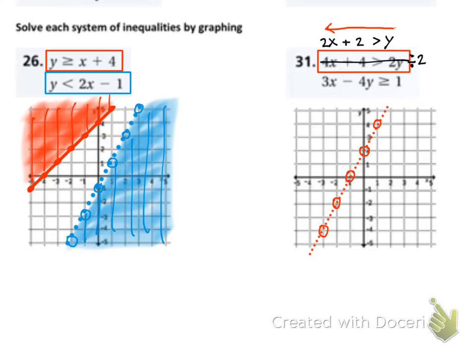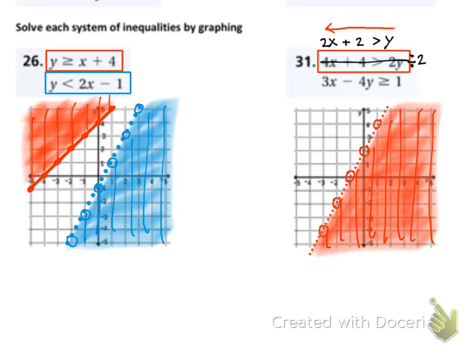So that's slope-intercept form. I have the dotted line of that expression. Since I'm reading it left to right, it says y is less, so I have to shade below. And that is that expression.